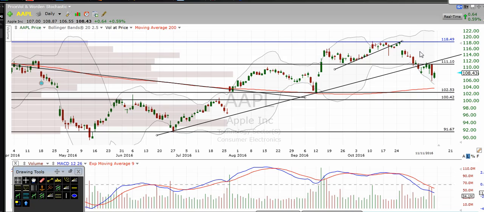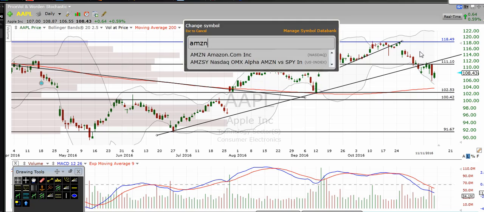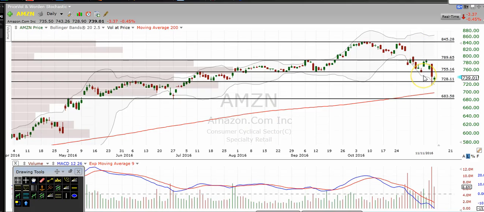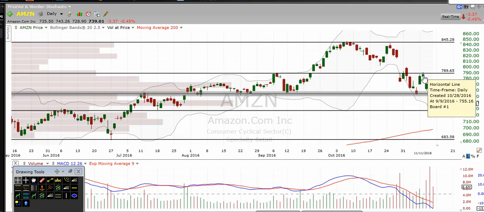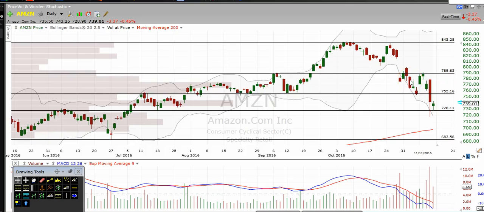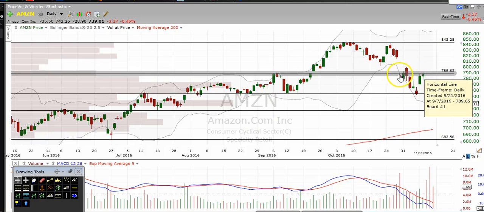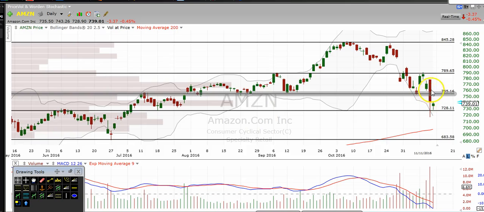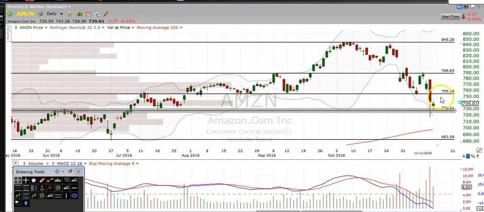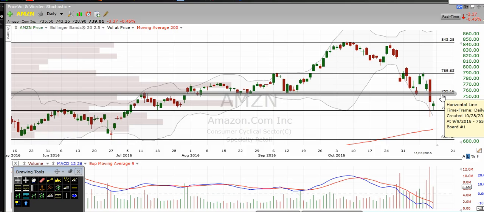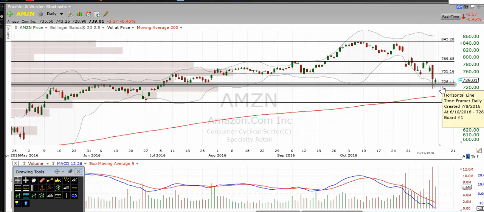The next one we're going to cover is Amazon. And Amazon, not as clean of a pattern as Apple, so I'm just going to go over some levels here on Amazon. We had this support right here at 755 that we pointed out last time. We got a bounce from it, but we came back up and retested this previous resistance and got rejected. Now we broke below this support right here at 755 and came back down and retested this 728 level. So now this 755 level is going to be that resistance, and then 728 is still support.